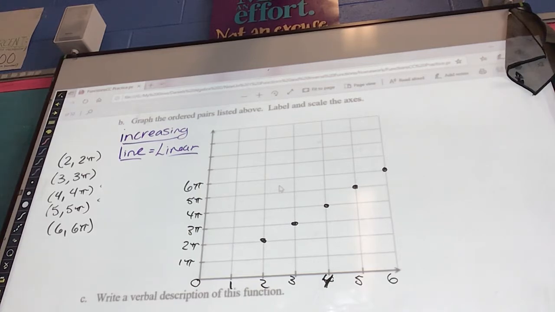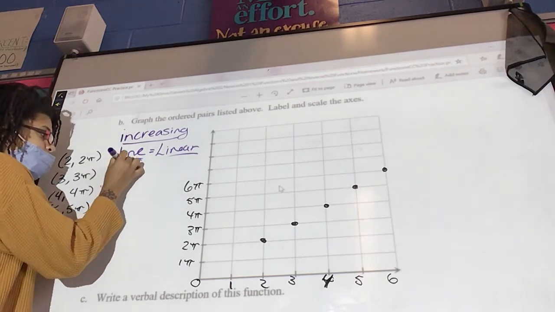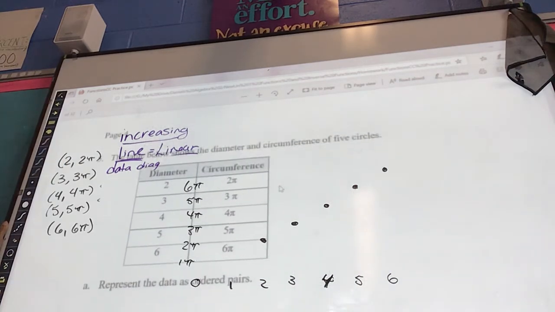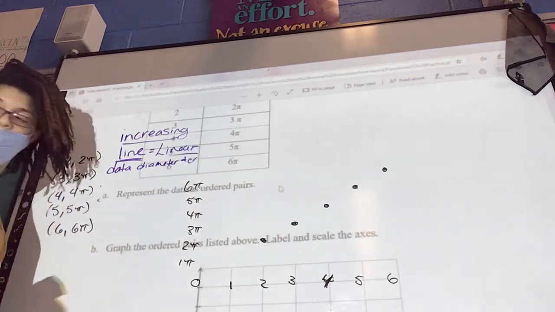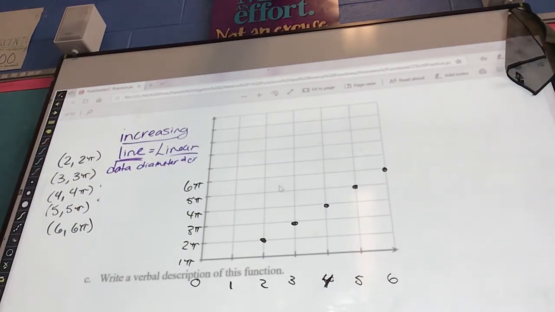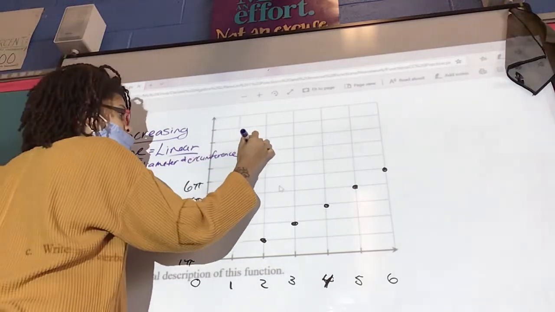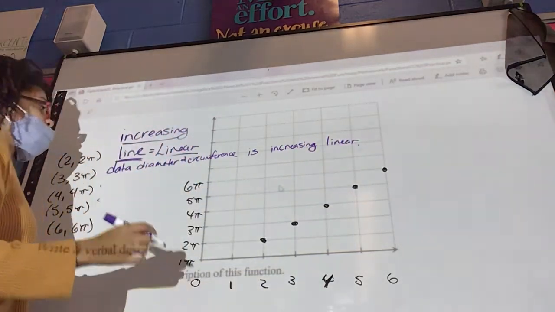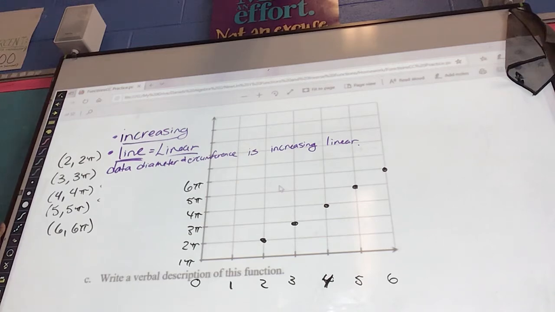All right, some key things. When you describe a graph, you want to try your best to describe it by the data and not the picture. So saying the line is linear is describing the picture. Saying the data of this was diameter and circumference, not diagram. So saying that the data from the diameter and circumference is increasing linear. Right? So that's like a full sentence that gives me both of these things in written form, and now we're talking about the actual data. Okay?